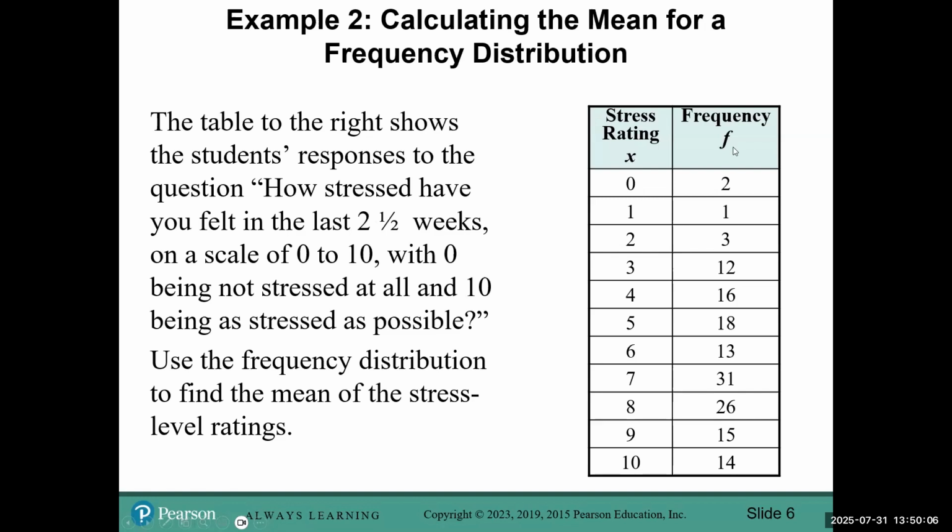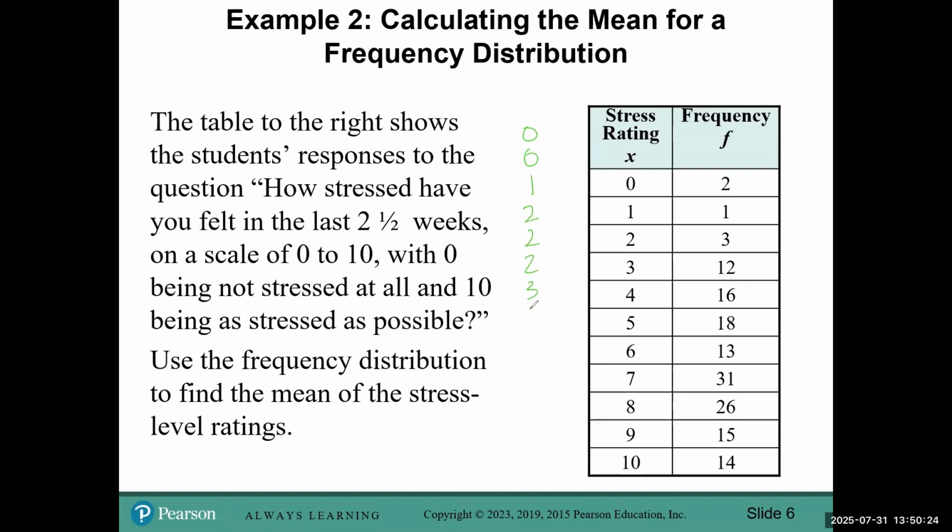So if I wanted to find the average of these, when I was collecting the data, my raw data, before I put it into this table format, would have looked something like this. I would have had 0 twice. I would have had 1. I would have had 2 3 times.